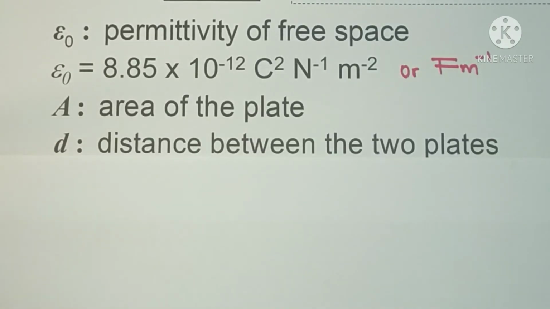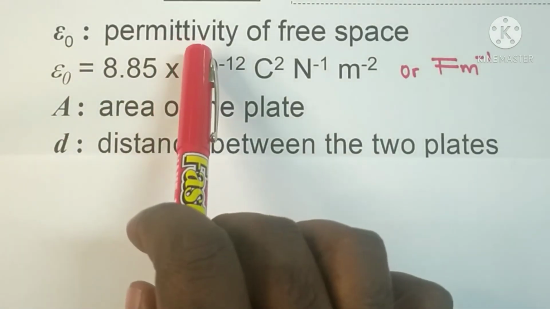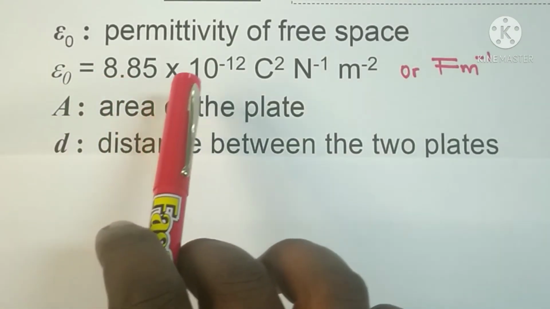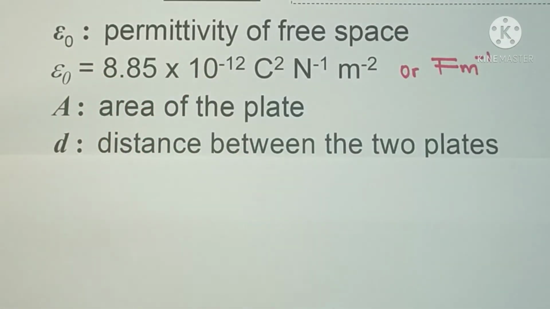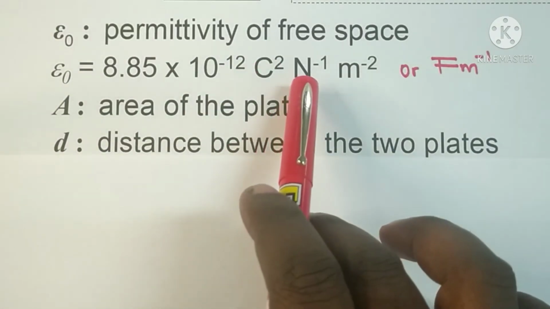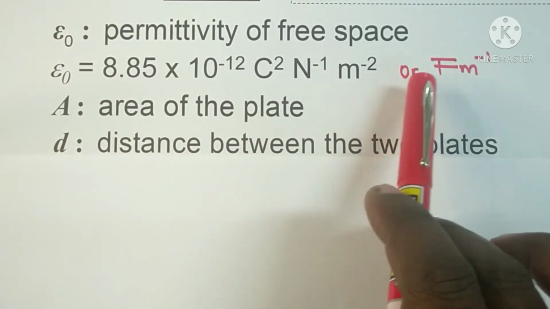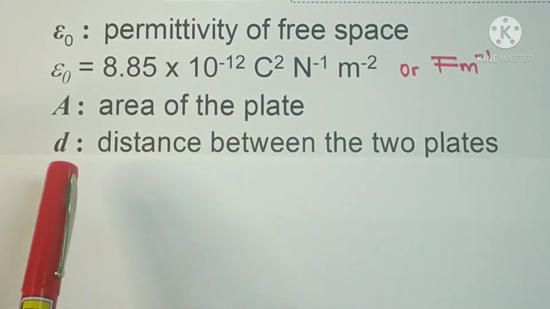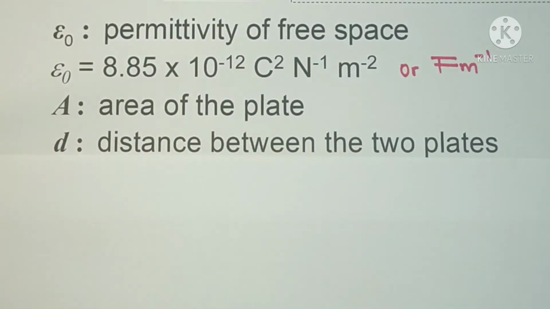From the given formula, epsilon naught is the permittivity of free space, which equals 8.85 times 10 to the power of negative 12 coulomb squared per newton per meter squared, or farad per meter. A is the area of the plate, D is the distance between the two plates.